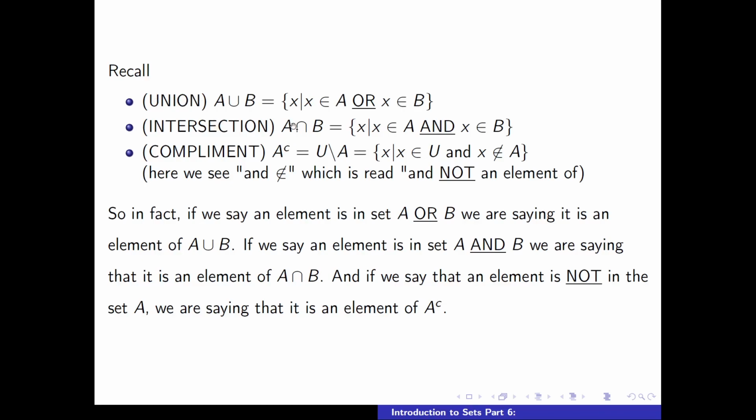Intersection, A intersect B, is defined to be the set of elements X such that X is an element of A and X is an element of B. And the complement, right? Recall we define the complement of a set A as the universal set subtract the set A. So the universal set minus A.